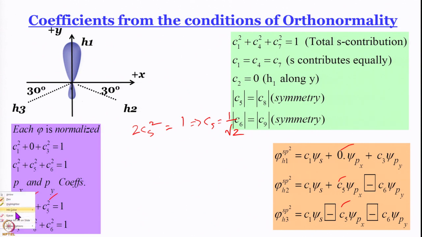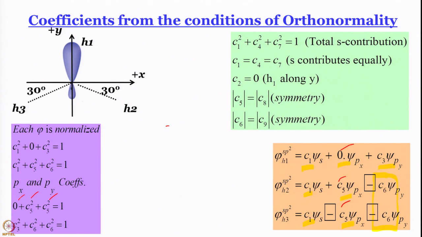How many coefficients are left now? Out of the 9 coefficients, we have figured out all these. We have figured out these. We have figured out this. We have figured out C5s also. We have figured out C3. The only thing that we now want to find out would be C6. How do I find C6?